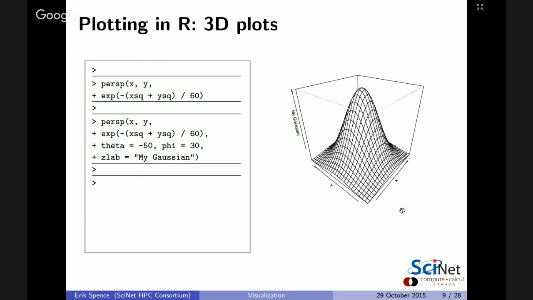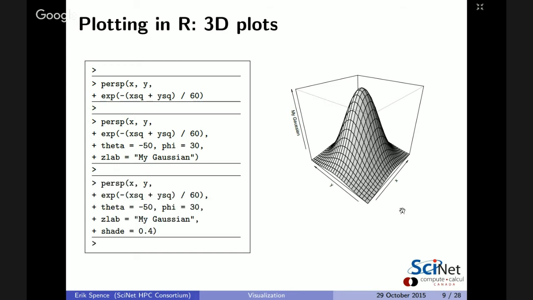Nicely built in. But I want to put in a little bit of shading while I'm at it, because that looks even cooler. All right, so same thing, but now I've added a shade factor. shade is equal to 0.4. Now you get a little more three-dimensionality with a shadow added to it, right? That's cool. Not bad. All right. Good? Yes.